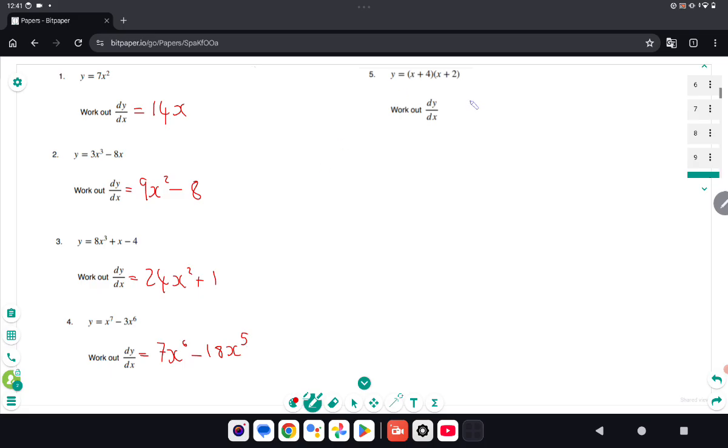Here you would have had to expand these brackets first, which gives you x squared plus 4x plus 2x plus 8, which simplifies to x squared plus 6x plus 8. If I differentiate, we get 2x plus 6.